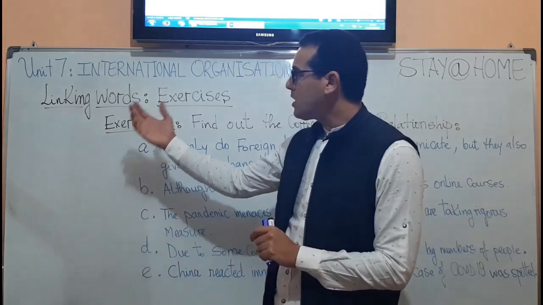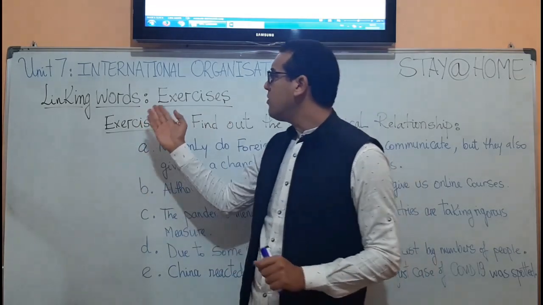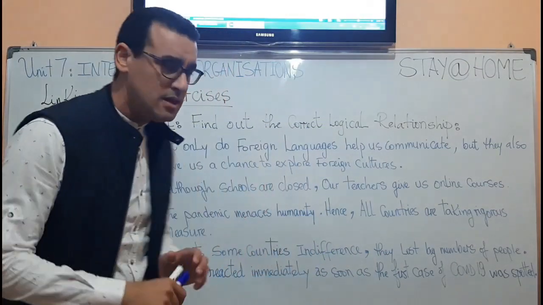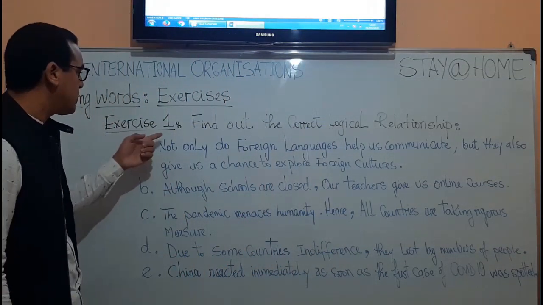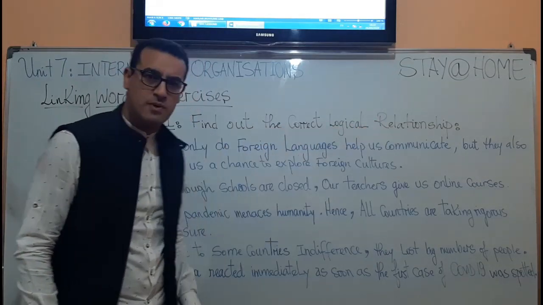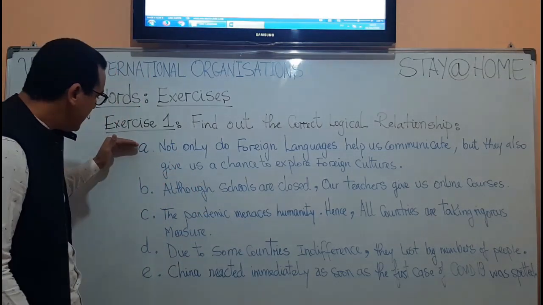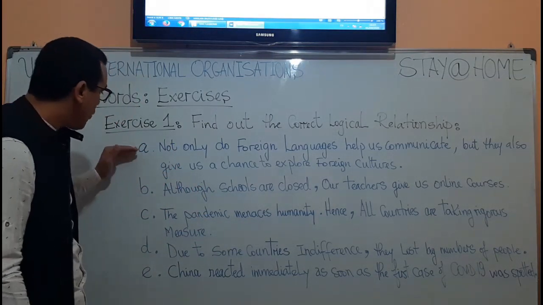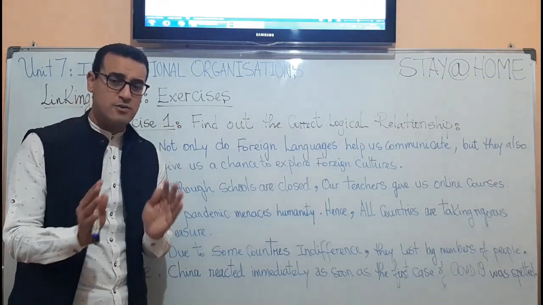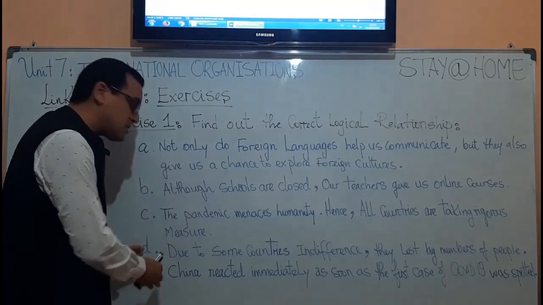Today, we're going to work on very few exercises, as you can see here. So we're going to start with exercise number 1. What does it say? Let's have a look at the instruction. Exercise number 1, find out the correct logical relationship. So we're going to see what the logical relationship is in each statement. We're going to read one by one, and we're going to come up with the exact logical relationship between the ideas that we have in these sentences.